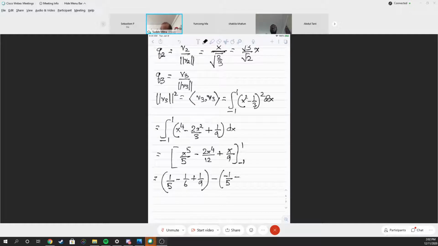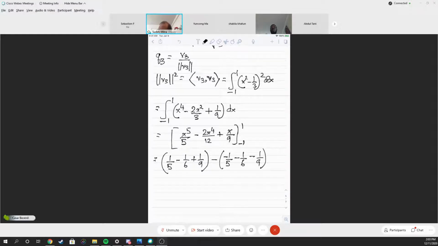Professor, wait, isn't it negative 2x to the third over 9? Here we are doing it correct. Wait, we are doing it correct. Don't distract me now. I will explain if you have any questions. So this is 1/5 minus 1/6 plus 1/9 plus 1 upon 5 plus 1 upon 6 plus 1 upon 9.